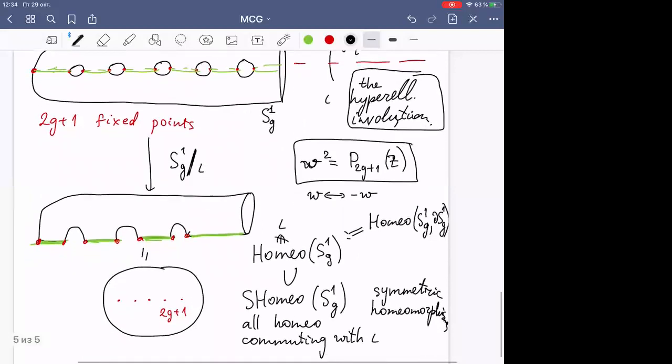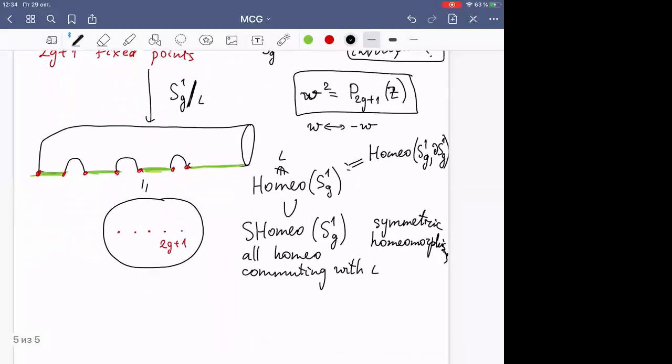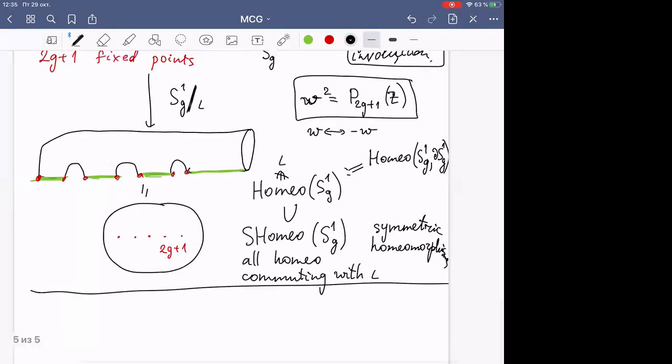Okay, this is interesting. Sorry? Commuting up to homotopy or just commuting? No, just commuting. At the moment this is the most non-trivial point, to pass here from homeomorphisms to mapping classes. This is what I want, but at the moment I just consider homeomorphisms, and they are strictly commuting with the hyperelliptic involution.